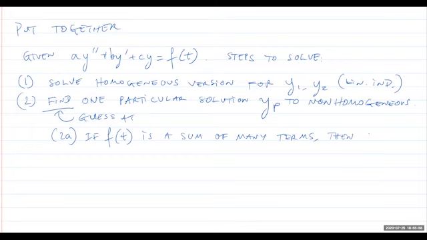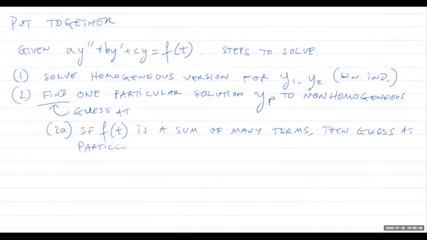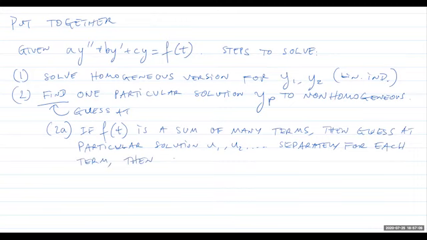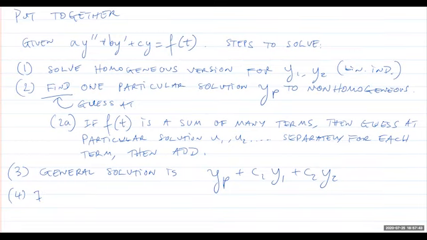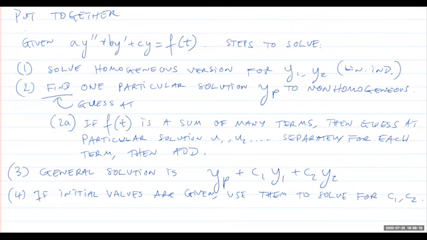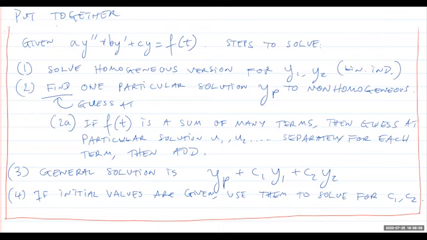If the right-hand side is a sum of many terms, and it's too hard to try to find a yp that matches the whole sum all at once, then find a separate particular solution for each term and then add them together to get y sub p. Step 3 is to write the general solution as y equals y sub p plus c1y1 plus c2y2. In other words, a particular solution plus a linear combination of the homogeneous solutions. And finally, step 4, if initial values are given, then you plug in the initial values to solve for c1 and c2. There we go. Box it up.